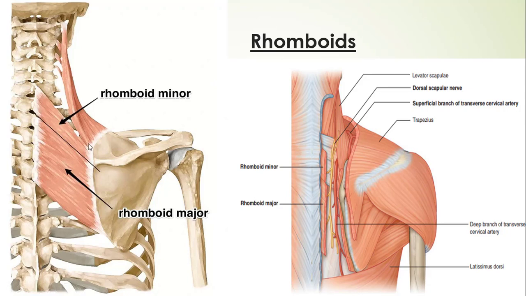Now the insertion. The rhomboid minor is inserted at the medial border of the scapula opposite the spine, and the rhomboid major is inserted in the medial border of the scapula between the spine and the inferior angle.